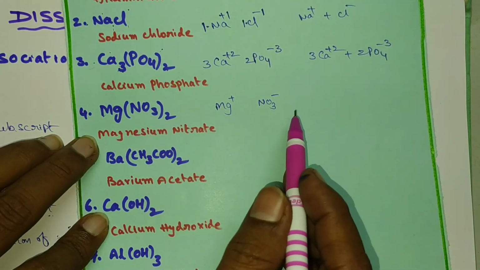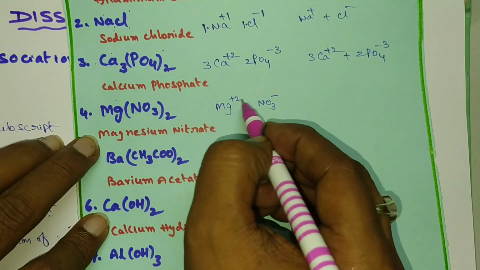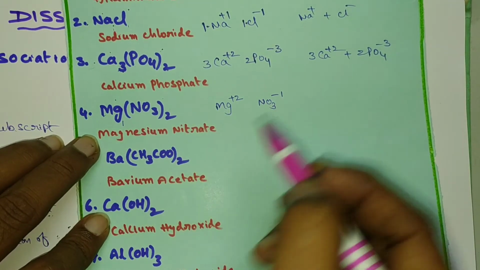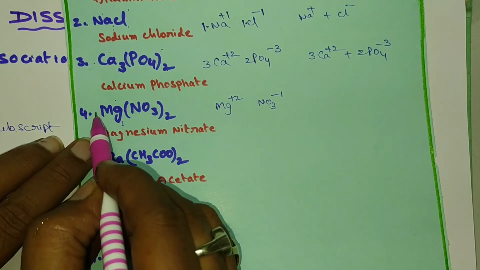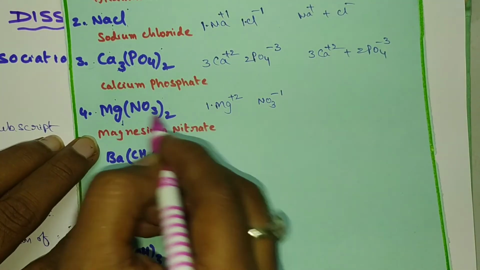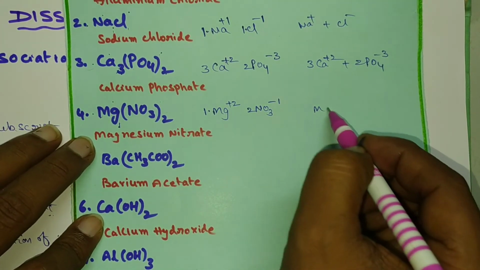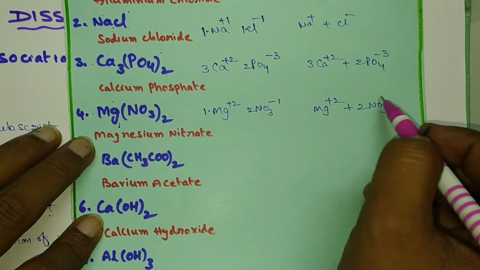That is the first step. In the second step, this 2 will become a superscript here, so plus 2. Here 1 is there. This 1 will become a superscript here, so minus 1. In the third step, the subscript will become the coefficient. So 1 into, here also 2 into. So that means Mg plus 2 plus 2NO3 minus.